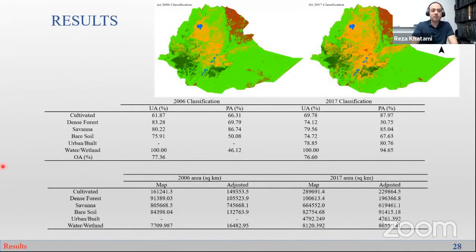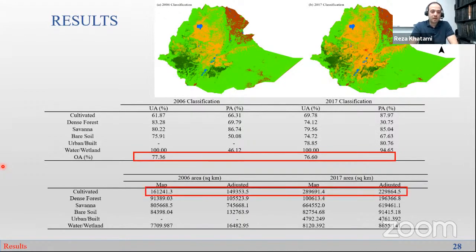So finally, we get the results for accuracy assessment and area estimation. The overall accuracy for the two classifications, two maps, were close to 76, 77%. And in terms of area of land cover classes, the large increase in cultivated land was observed. The area increased from about 150,000 square kilometer to almost 230 square kilometer. And the other major changes were increase in dense forest class and a decrease in savanna class.